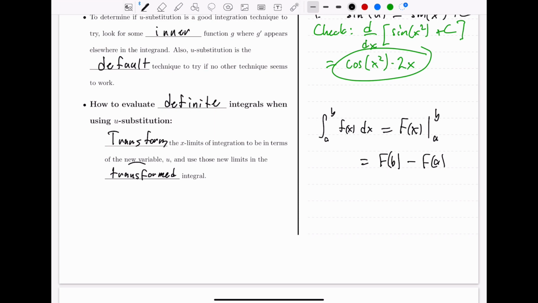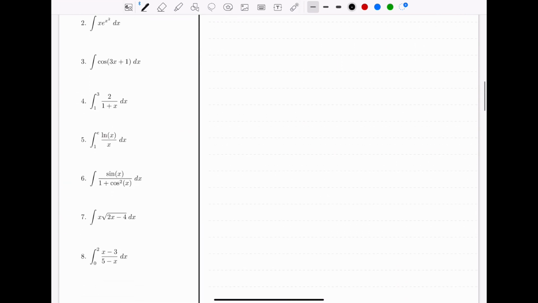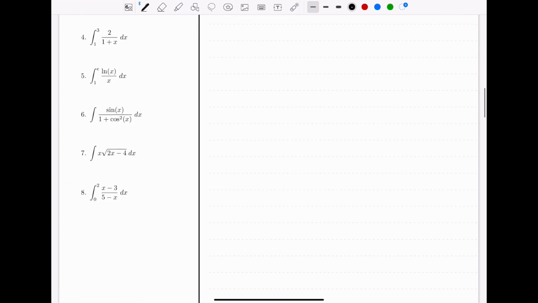Let's take a look at an example where we solve a definite integral using this concept. Let's look at example 4. We have the integral from 1 to 3 of 2 divided by 1 plus x dx. Now, this one is not quite as obvious as some of the other substitution integrals that we've seen, but we can solve this using substitution if we choose u to be the denominator, 1 plus x. Now let's follow through the steps.